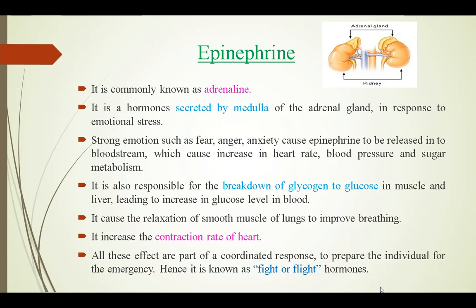It is also responsible for the breakdown of glycogen to glucose in muscle and liver, leading to an increase in glucose level in the blood. It causes relaxation of the smooth muscle of the lungs to improve breathing. It increases the contraction rate of the heart. All these effects are part of a coordinated response to prepare the individual for an emergency. Hence it is known as the fight or flight hormone.